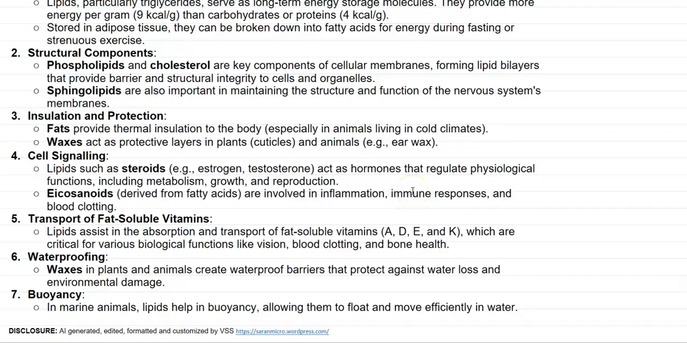Some special kinds of lipids present in marine animals provide buoyancy, that is lifting in the water column. So the presence of these lipids allows them to easily float and move efficiently in the water bodies.